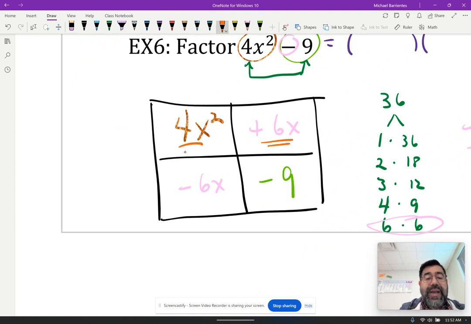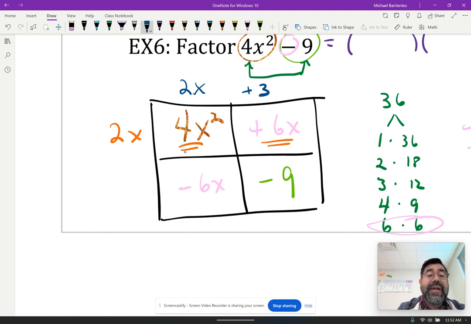What do these 2 have in common? They definitely have an x. But if you look at the coefficients, I can divide both of them by 2. Great. So now I start this process. What times 2x would give me 4x squared? Well, 2 times 2 would give me 4, and x times x would give me x squared, so I should have a 2x up here. What times 2x should give me 6x? Well, 3 times 2 would give me 6, and I don't need to put an x because this already has an x, so x times 3 would give me 3x, and that's a positive 3x.